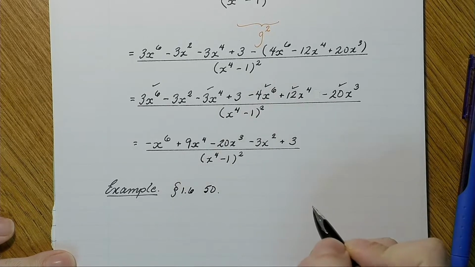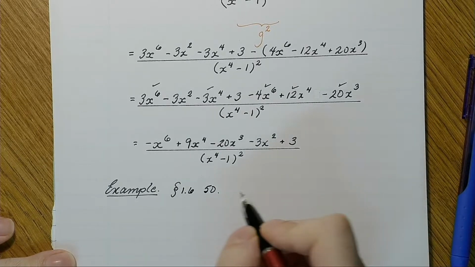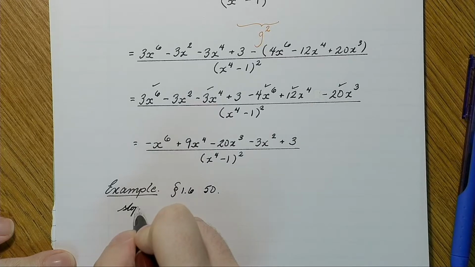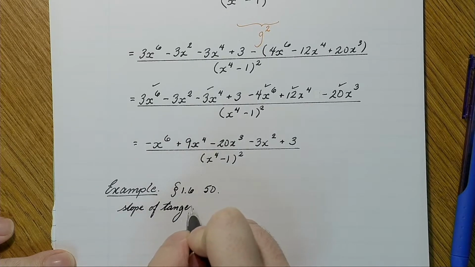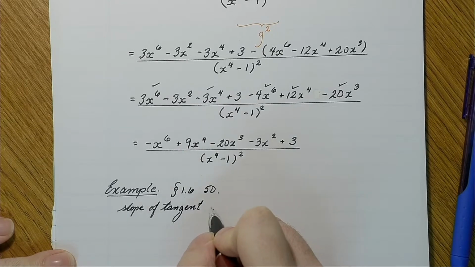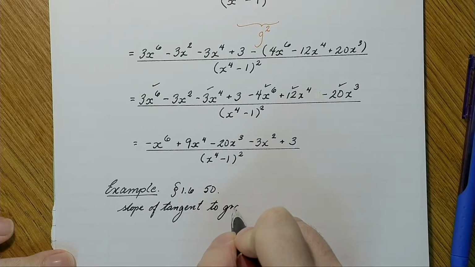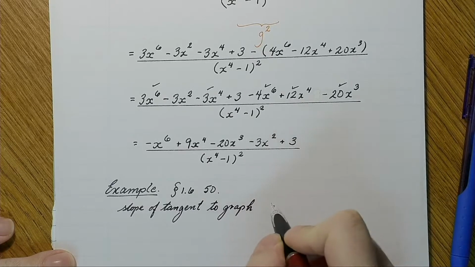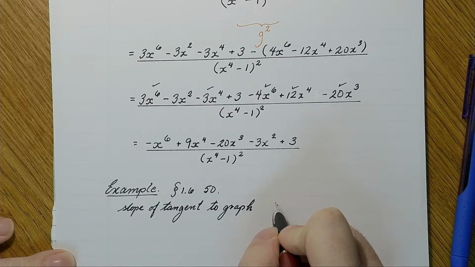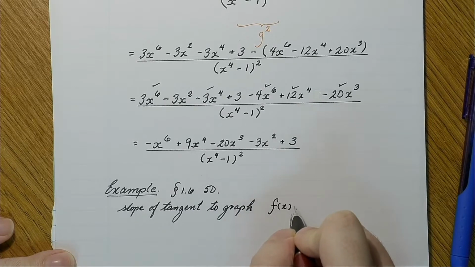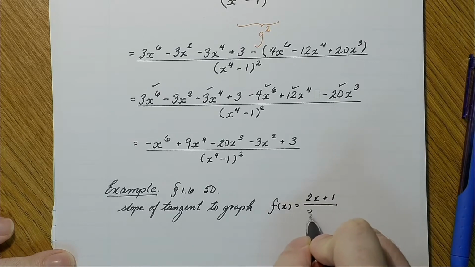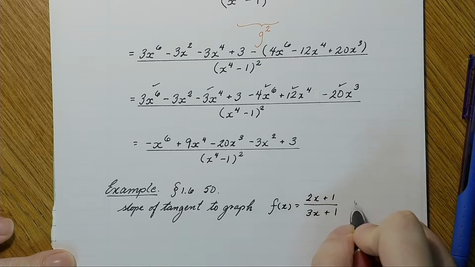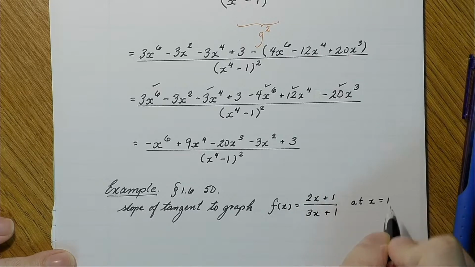What it's asking for is to find the slope of the tangent to the graph of f of x equals (2x plus 1) over (3x plus 1) at x equals 1.